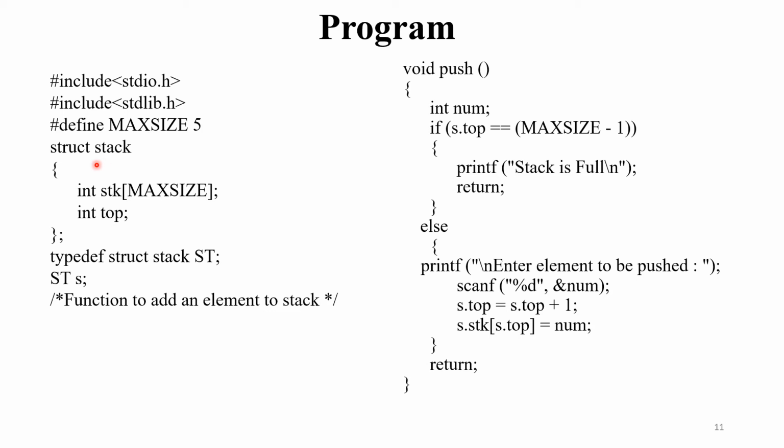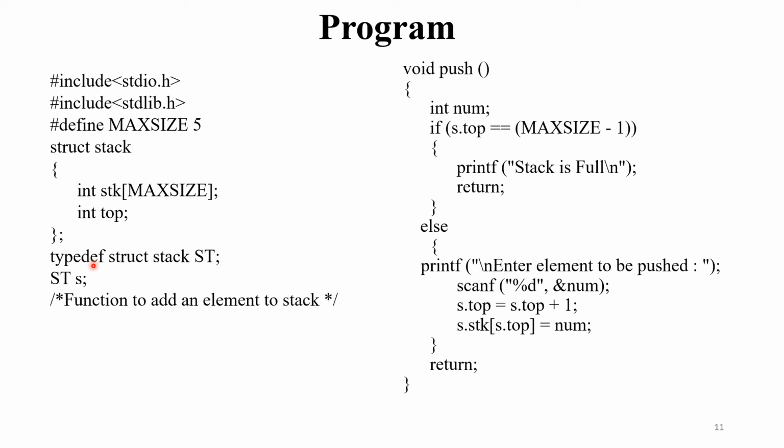Next we need to define a structure. The syntax of a structure is struct and the structure name. So stack here is the structure name and here we initialize variables. So int stk means here we initialize an array, that is, the array name is stk and the max size is 5. Next, initialize int top.